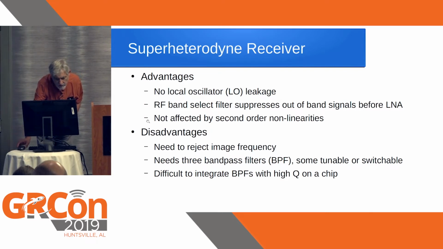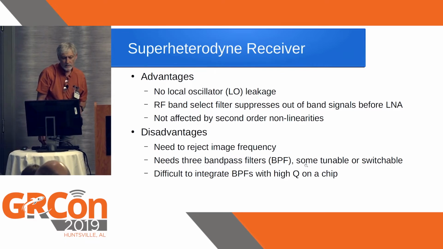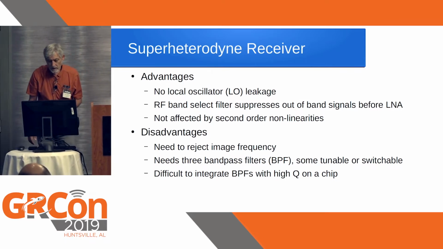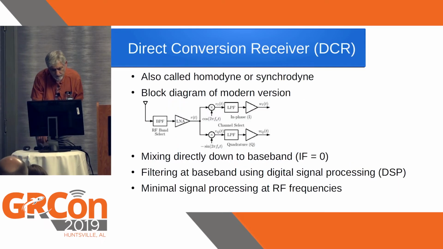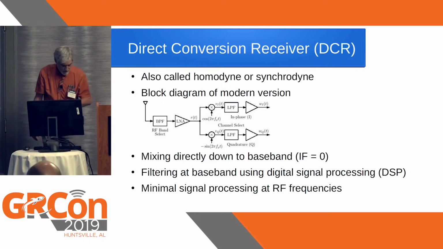And then disadvantages, you need to reject that image frequency. You need 3 bandpass filters if you do it right. Some must be tunable if you want to tune over a wide range. And it's difficult to integrate the bandpass filters with high Q, high quality, on a chip. So basically, you cannot do a system on a chip implementation in an easy way, like, for example, the Analog Devices chip that's in many of the software-defined radios. Okay, the direct conversion receiver, also called Homodyne or Synchrodyne receiver.